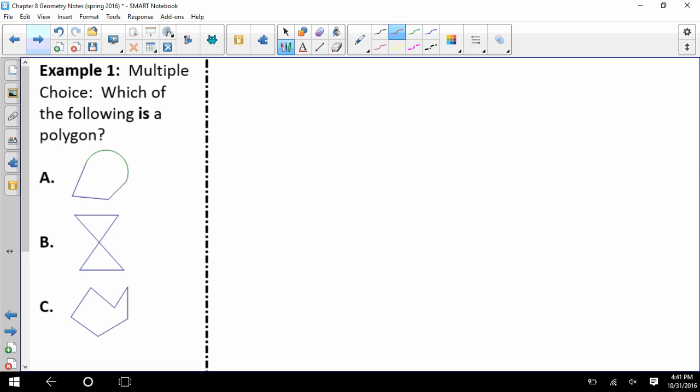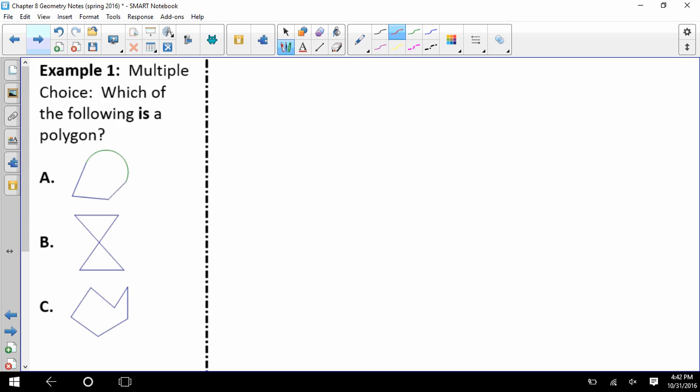Okay. All right, so example 1, a multiple choice. Which of the following is a polygon? Okay, so I want you to take a moment to answer it based on what you think. There is only one answer that is correct. So pause it for a minute here and you decide.